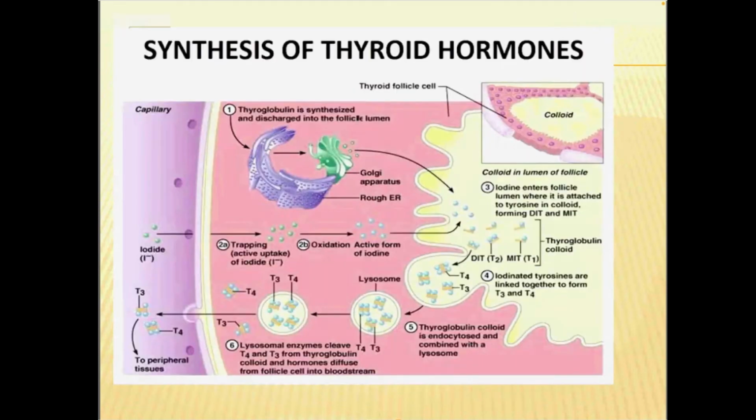So, synthesis of thyroid hormone. This is the most important physiological question, which I have already read about. Initially I'll just brief it out. Thyroglobulin is synthesized and discharged into the follicle lumen. So these are the rough endoplasmic reticulum and the Golgi apparatus. As you know, the Golgi apparatus is for packing and synthesizing hormones. Here, the thyroglobulin is produced and it is secreted inside the colloid.